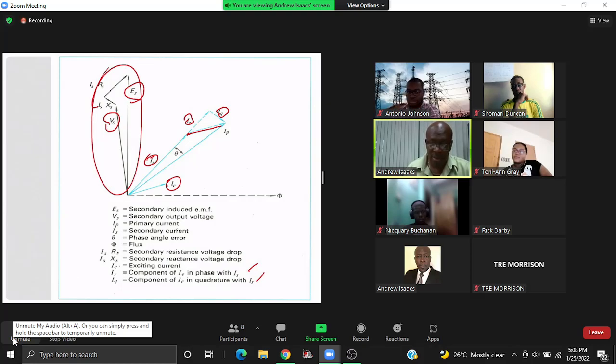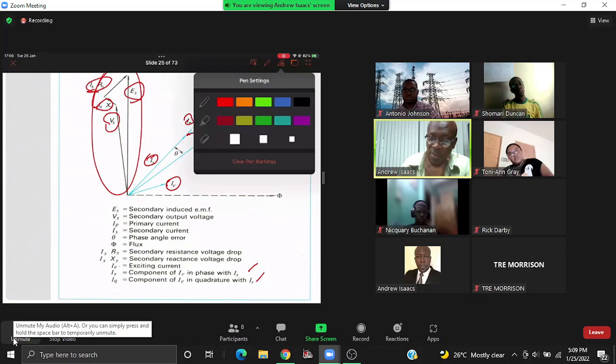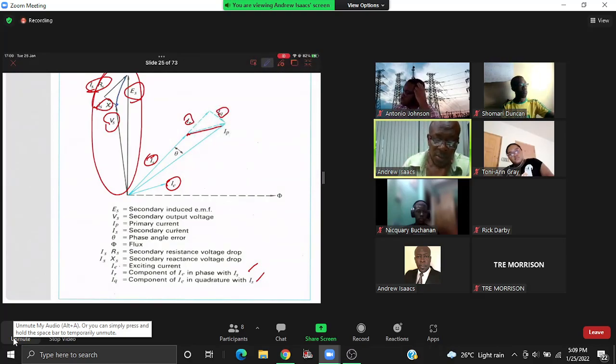Then the other thing there is the phase angle error, just the angular displacement between IS and IP. And of course, we're doing this E versus phi. All right. So we have our IRS, where you would have had IZ here. So that would be IZ. All right, so you'd have VS plus IZ is equal to IE. But of course, Z will be made up of X and R, which is why we get those two components.